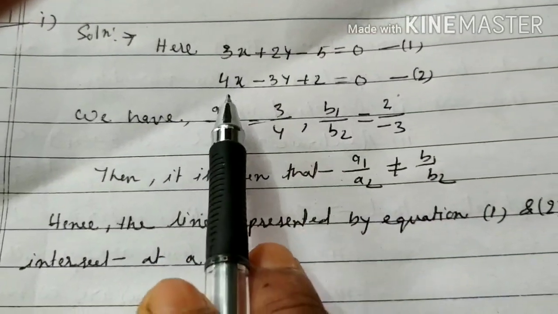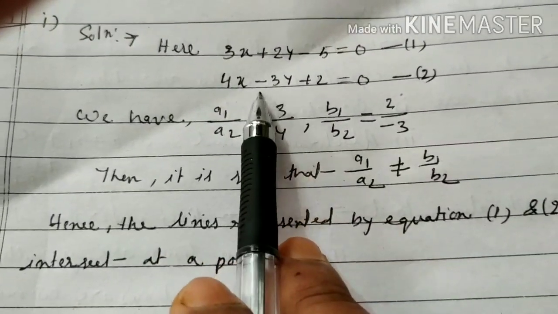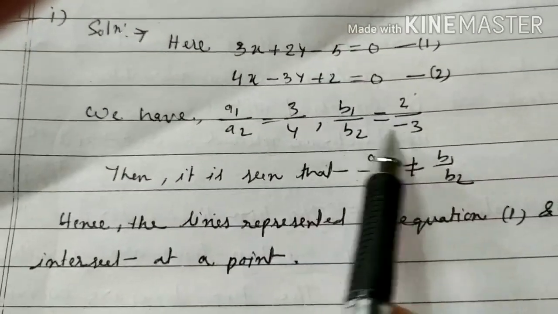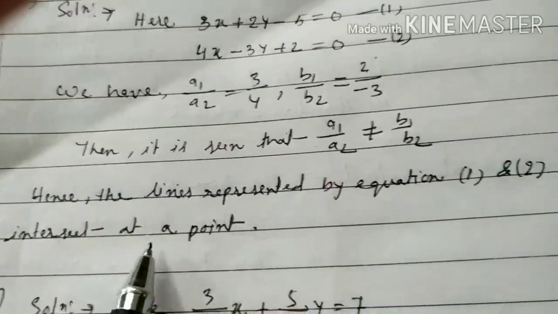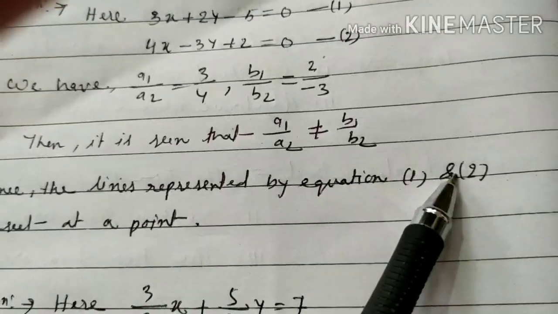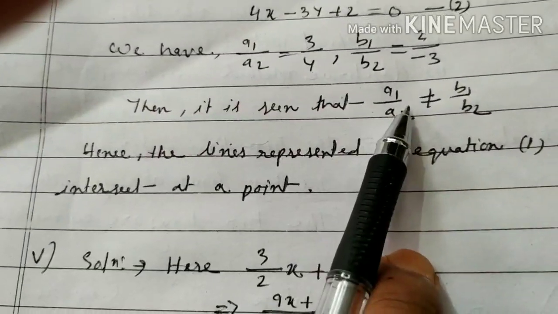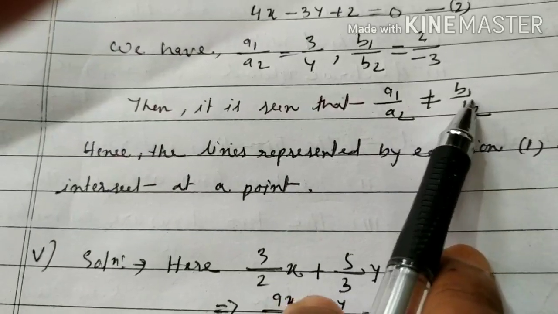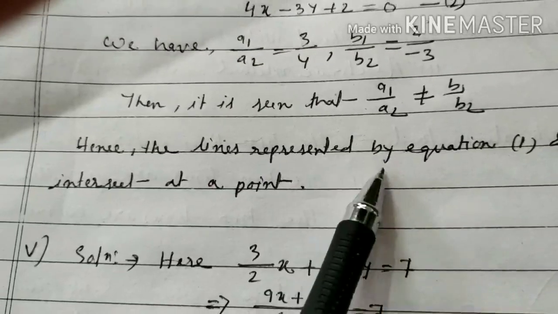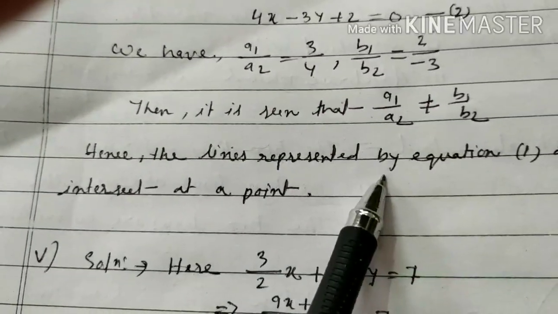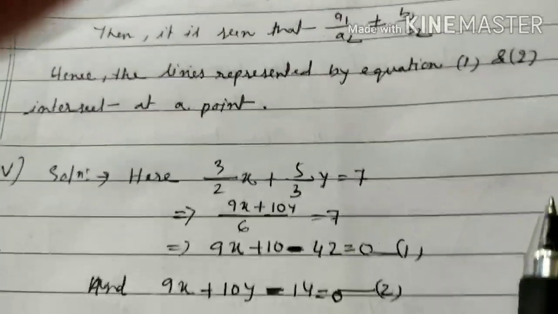A1 is 3, A2 is 4, so A1 by A2 is 3 by 4, and B1 by B2, B2 is minus 3, so 2 by minus 3. Then it is seen that A1 by A2 is not equal to B1 by B2, hence the lines represented by equation number 1 and 2 intersect at a point. If A1 by A2 equals B1 by B2 equals C1 by C2, hence the lines represented by the equations are parallel or coincident lines. So after seeing their ratio, you have to give the conclusion. So I hope you can do it yourself.